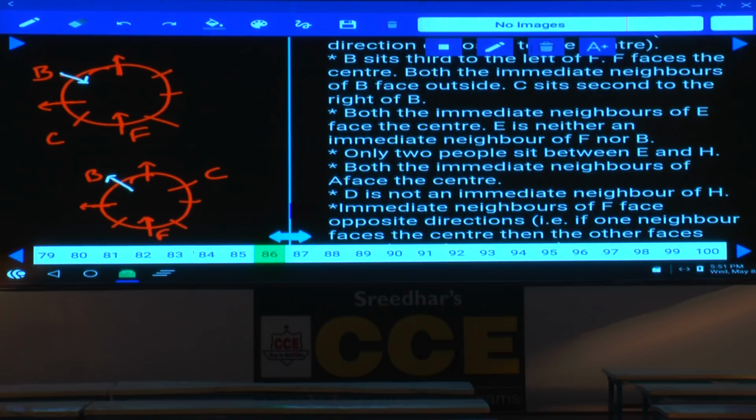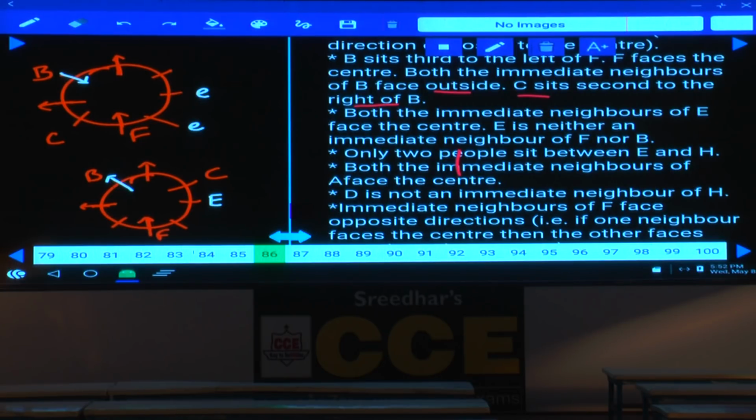And next one, both the immediate neighbors of E face the center. Immediate neighbors of E are facing the center. Tell me where can this E be? E can be here or E can be here, isn't it? Both the immediate neighbors of E are facing the center. Here in this one, tell me where can this E be? E must be at this place only. One more statement is there. Now both the immediate neighbors of B face outside. C sits second to the right of B.